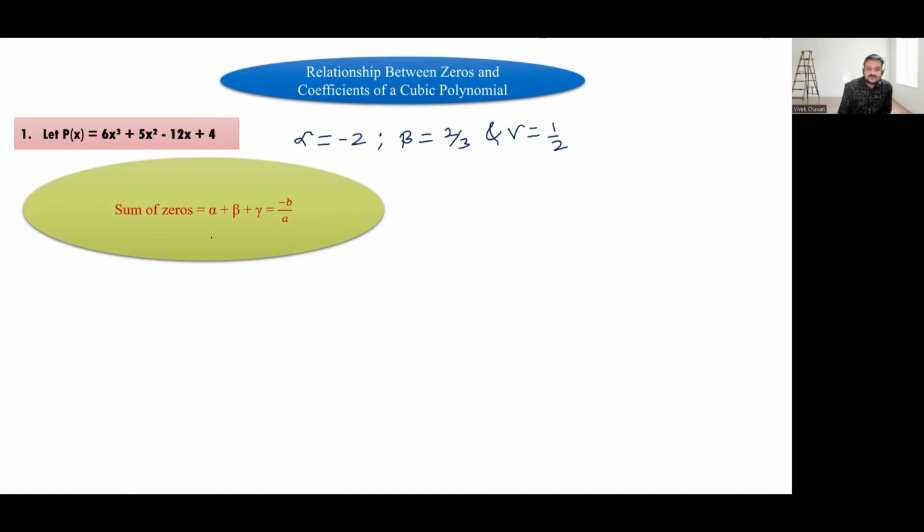Now just put the values here. So minus 2 plus 2 by 3 plus 1 by 2 should be equal to minus b upon a. What is the value of b? It is 5. What is the value of a? It is 6. Put it here. So minus 5 upon 6 we should get. Now we will solve it.